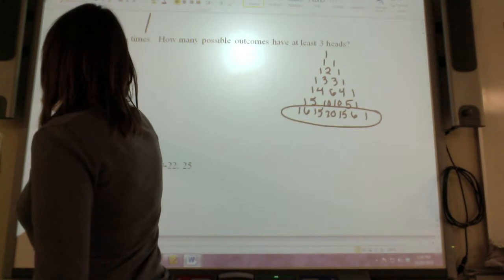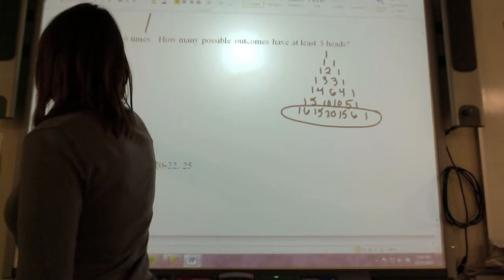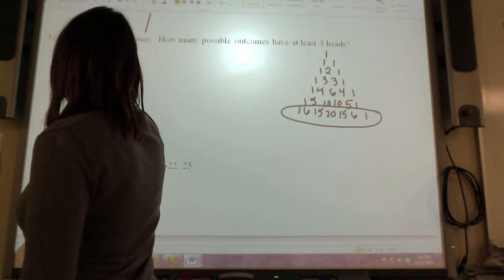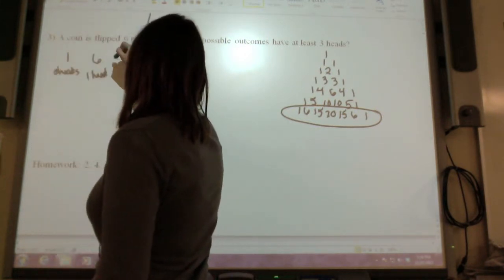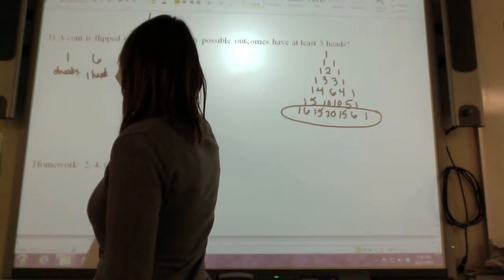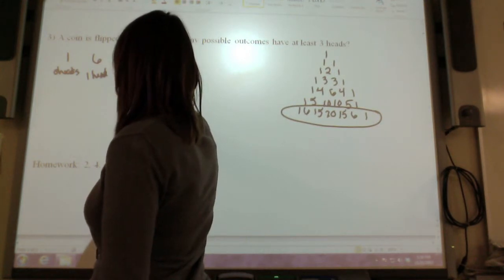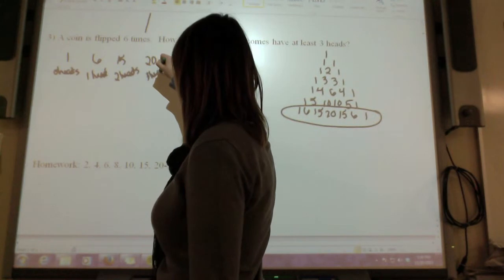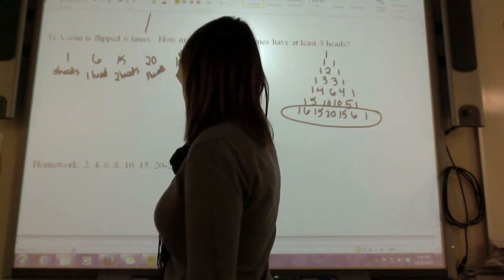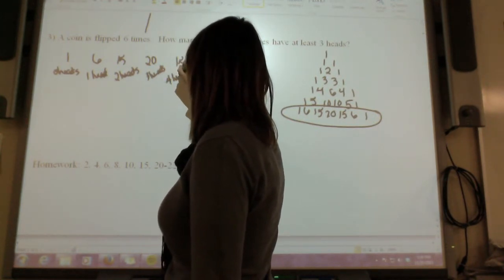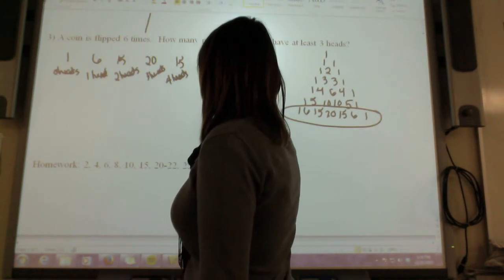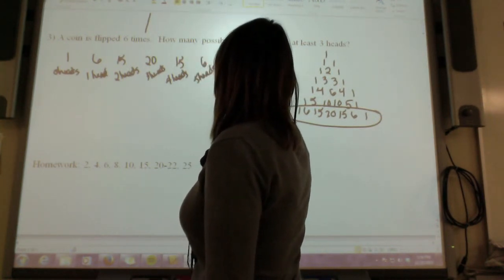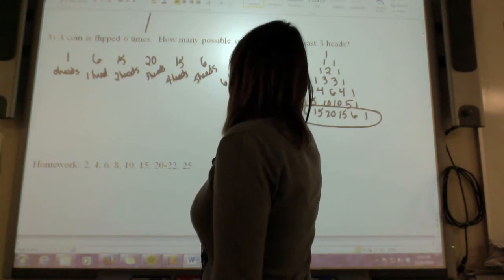So I'm going to say that this 1 stands for 0 heads. This 6 stands for 1 head. This 15 stands for 2 heads. This 20 stands for 3 heads. 15 stands for 4 heads. 6 stands for 5 heads. And 1 stands for 6 heads.